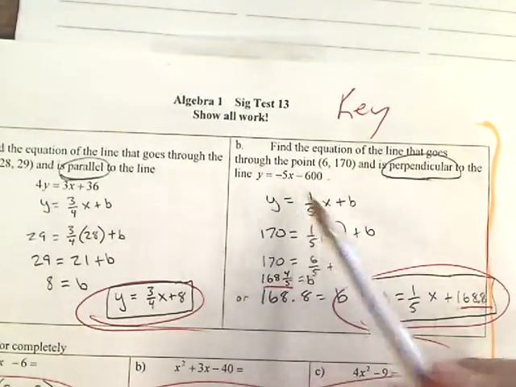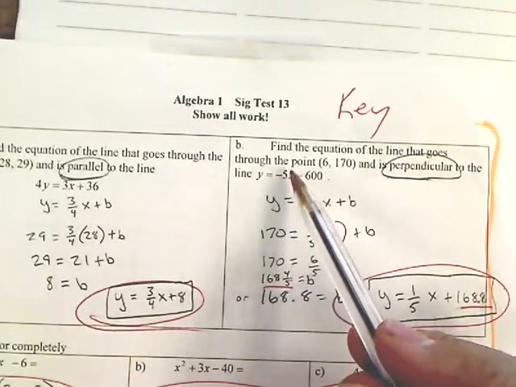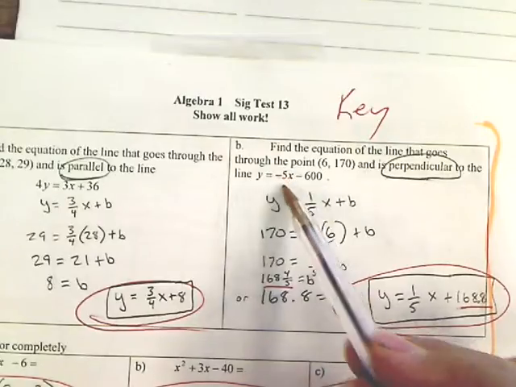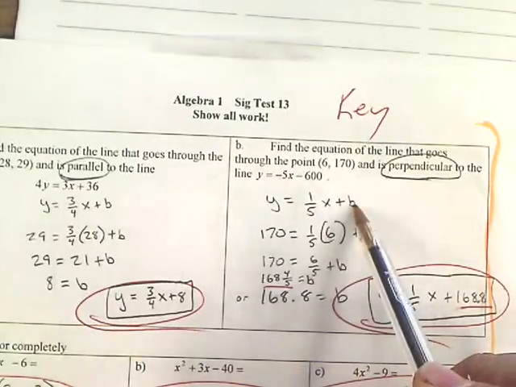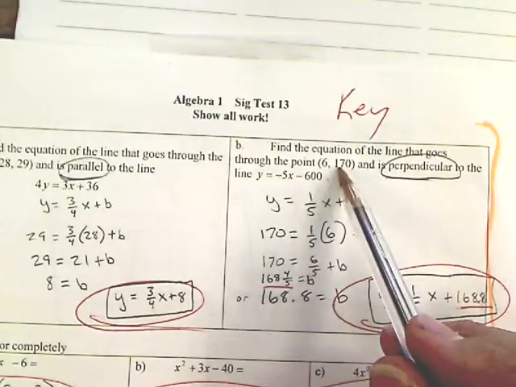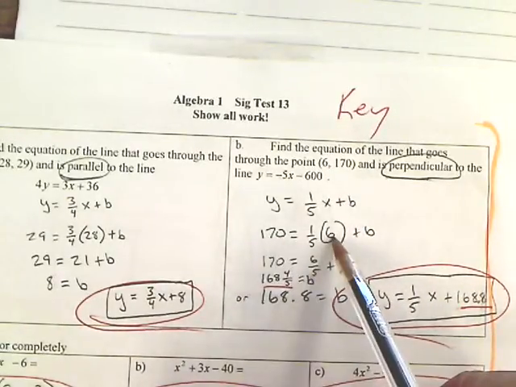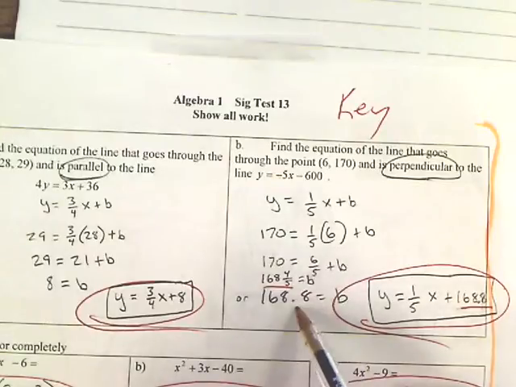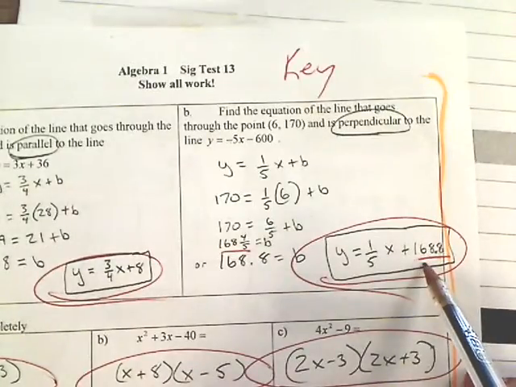Perpendicular means the slope is the opposite reciprocal. So if this one's negative, this one's positive. Reciprocal means flip it over. That's 5/1, this is 1/5. B is my y-intercept because I don't know anything about it. Plug in my y, plug in my x. Solve, and I get my y-intercept.